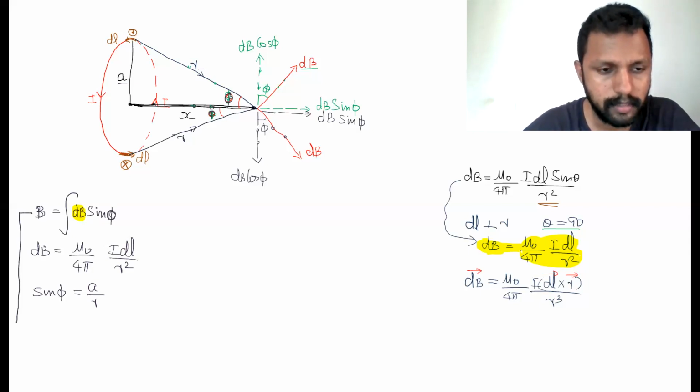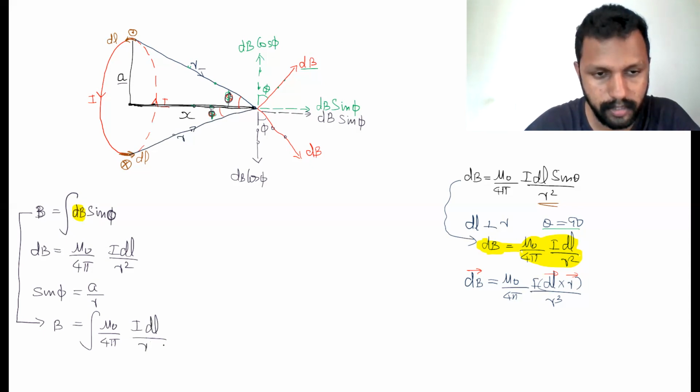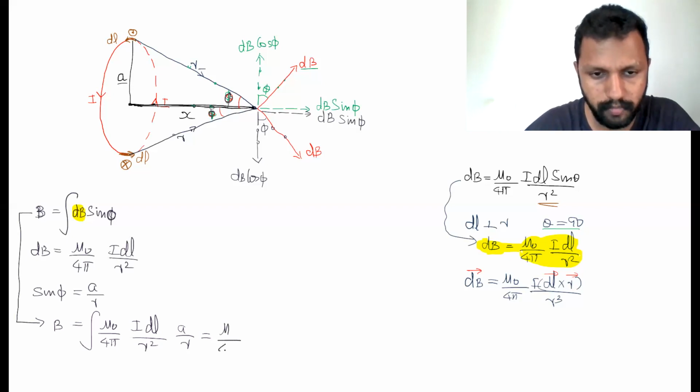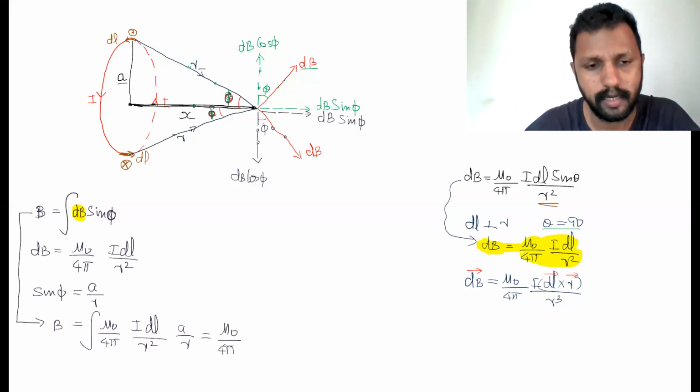Now if we are substituting for B, B is equal to integral of dB. What is dB? dB is mu 0 by 4 pi I dl by R square, and sine phi is A by R. Then in this integration, we could take the constants out. Mu 0 by 4 pi is a constant, therefore it's taken out. I, the current passing through the loop, is also a constant, so it's taken out. A, the radius of the loop, is also a constant, therefore it is also taken out.